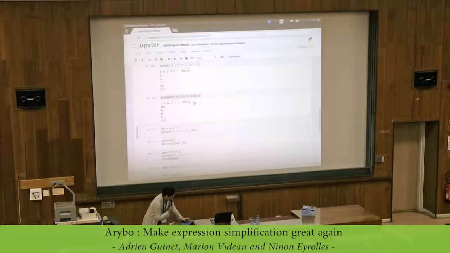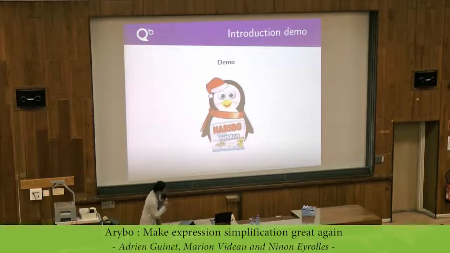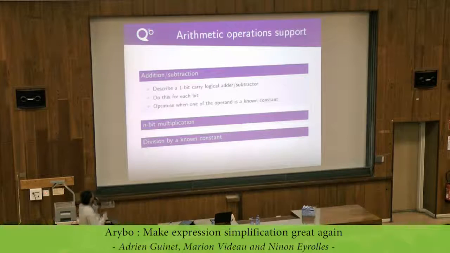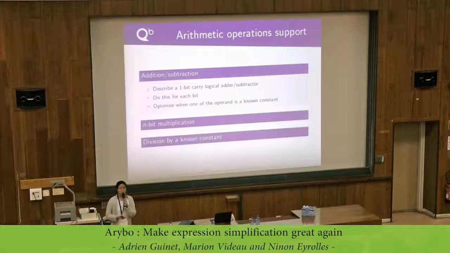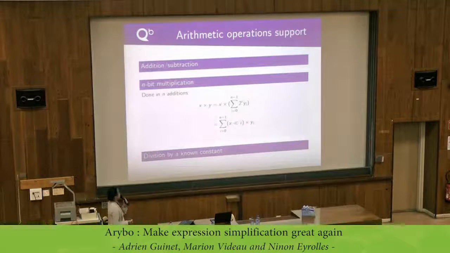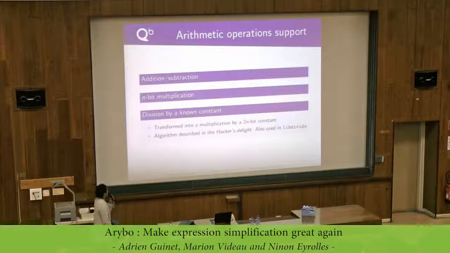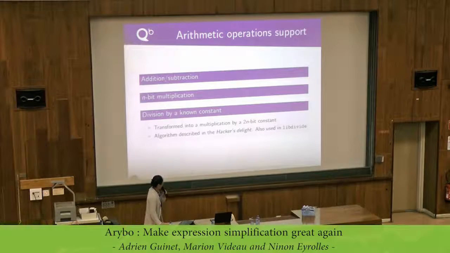Okay. So next we go to the arithmetic operations. For addition and subtraction, we describe a 1-bit carry logical adder or subtractor, and we do this for each bit. And we optimize when one of the operands is a constant. For multiplication, we do it the old way, with additions. And for the division by a constant, we transform a division into a multiplication. And the algorithm is taken from Hacker's Delight.